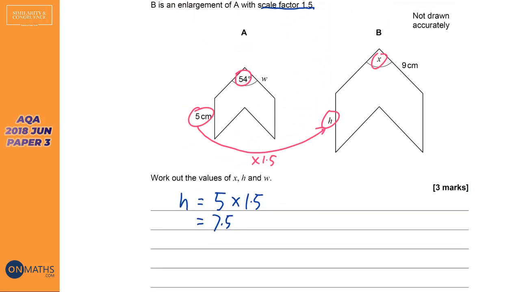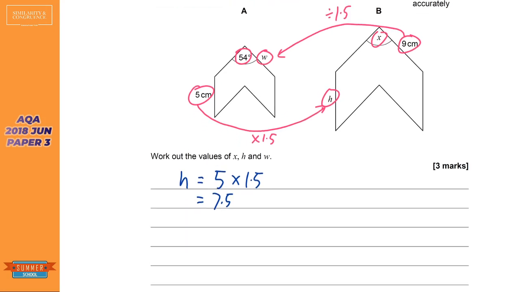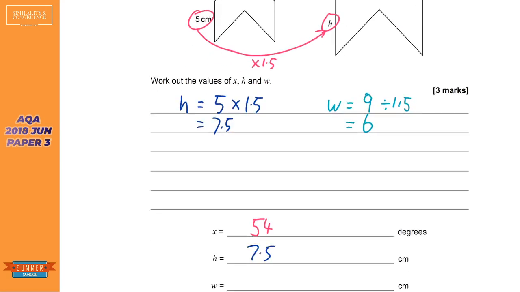Now, the last one, we're going the other way, from the big to the small. So instead of multiplying by 1.5, we're going to do the opposite. What's the opposite of multiplying? Dividing. So we're going to divide by 1.5. If I multiplied by 1.5, it would get bigger, 13.5, and that doesn't make sense because the shape is smaller. So just think about it logically. To find W, we get the 9, but we divide it by 1.5. You can do it on the calculator. It gives us the answer of 6.